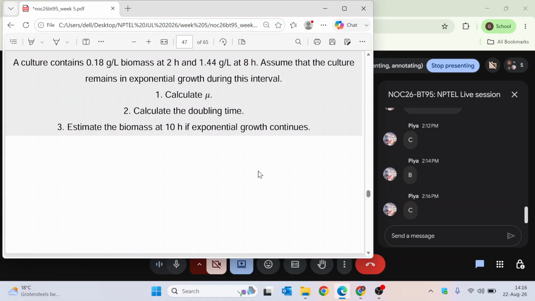Okay. Final part of the session is some problems. We'll just solve some. A culture contains 0.18 gram per liter biomass at 2 hours and 1.44 gram per liter biomass at 8 hours. Assume that the culture remains in exponential growth during this interval. Now you have to calculate the specific growth rate, calculate the doubling time, and estimate the biomass at 10 hours if this exponential growth continues. It's just two equations and you are done. But you should know what equations to use.